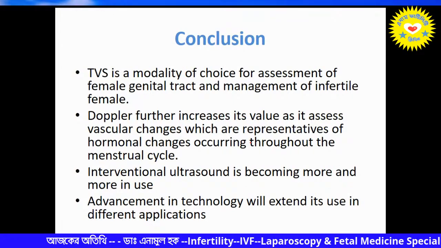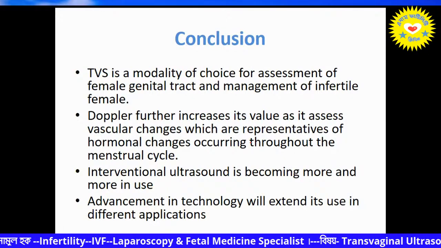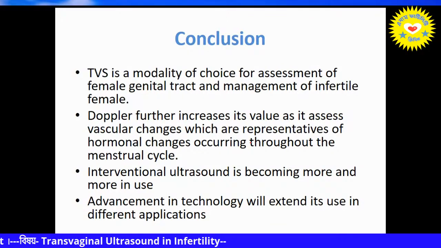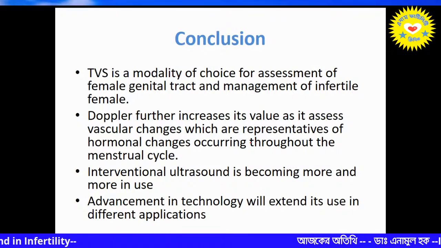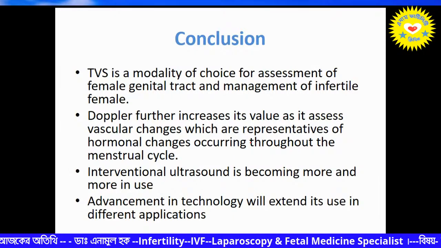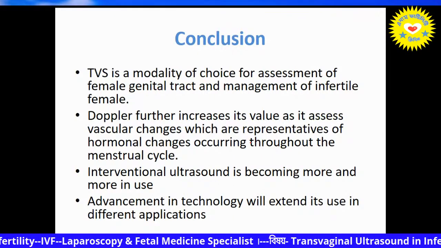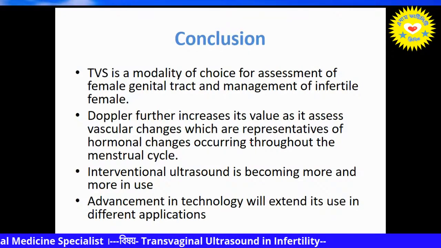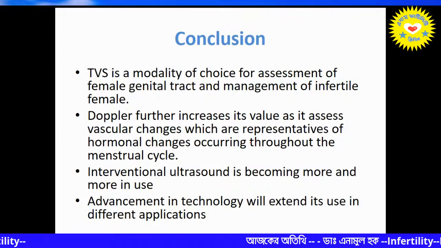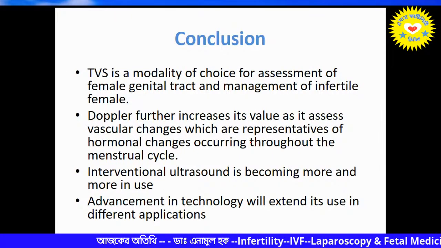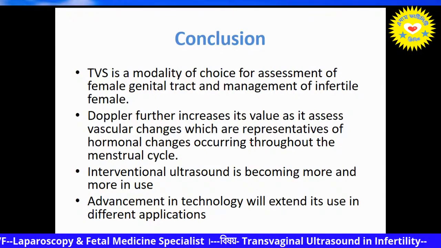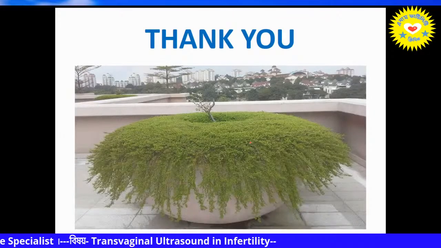So in conclusion, I may conclude that transvaginal sonography is the modality of choice for assessment of the female genital tract and management of the infertile female. Doppler further increases its value as it assesses vascular changes which are representative of hormonal changes occurring throughout the menstrual cycle. Interventional ultrasound is becoming more and more in use. Advancement in technology will extend its use in different applications. And thank you.